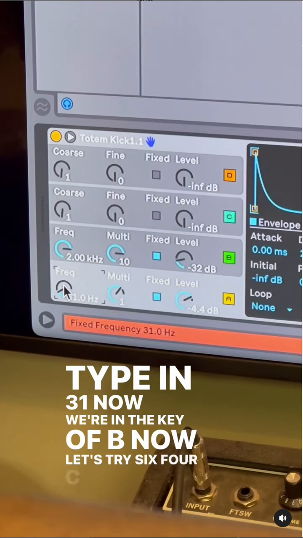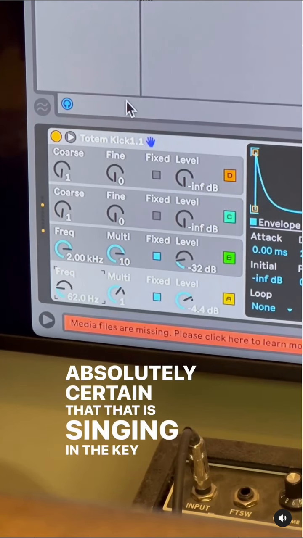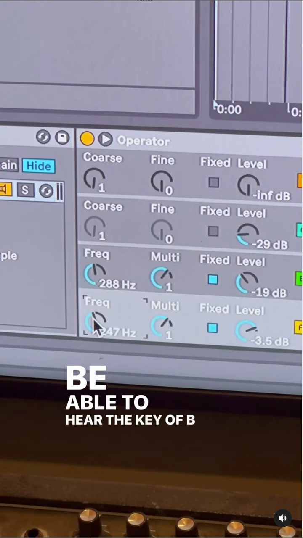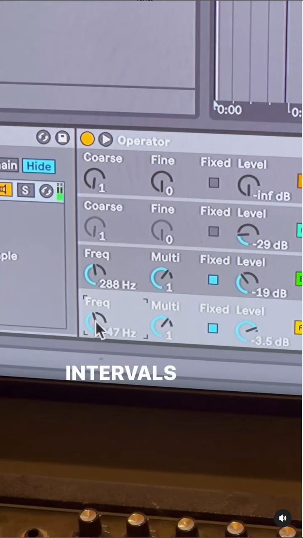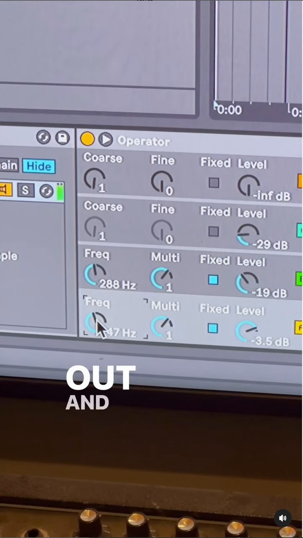Now let's try 64, or 62, see what that sounds like. Octave up. Okay, but now we're absolutely certain that that is singing in the key of B, which is the key of the song. Here's a transient that tonally you'll be able to hear the key of B distinctly. So the next intervals up in the key of B are 247 and 494, so check this out. And then 494.